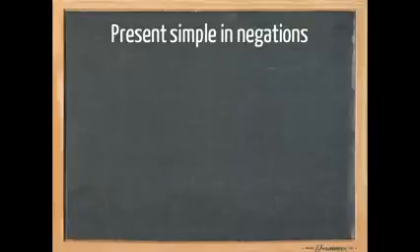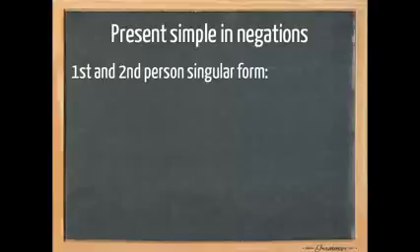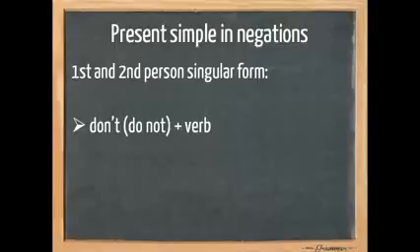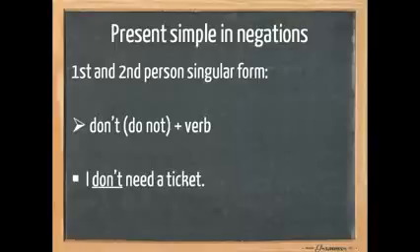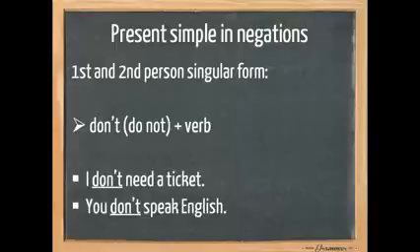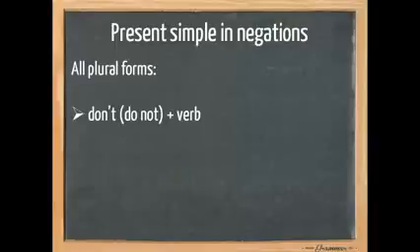Now let's take a look at present simple in negations. For the first and second person singular form, we again use the auxiliary verb do, but we add not to it, so it becomes don't and the infinitive form of the verb. I don't need a ticket. You don't speak English.